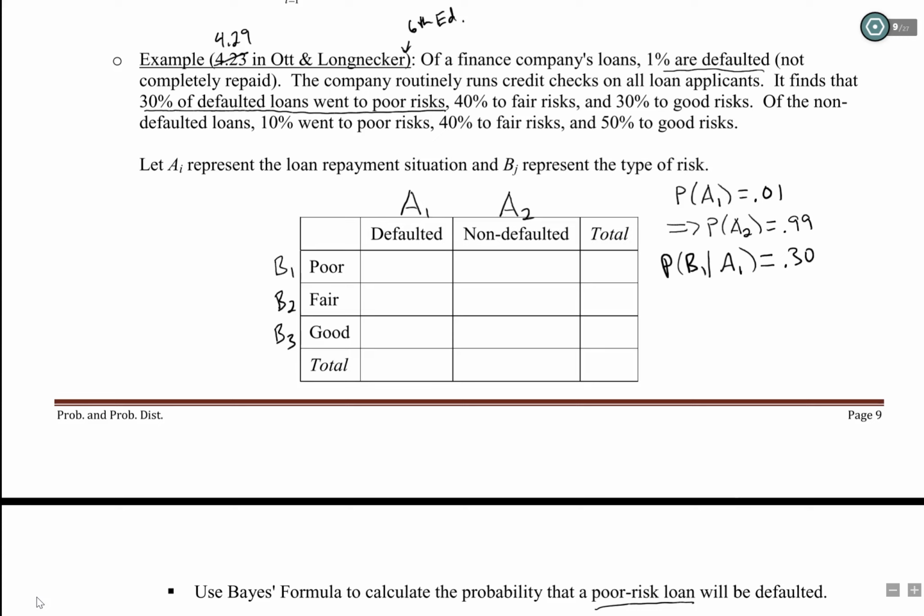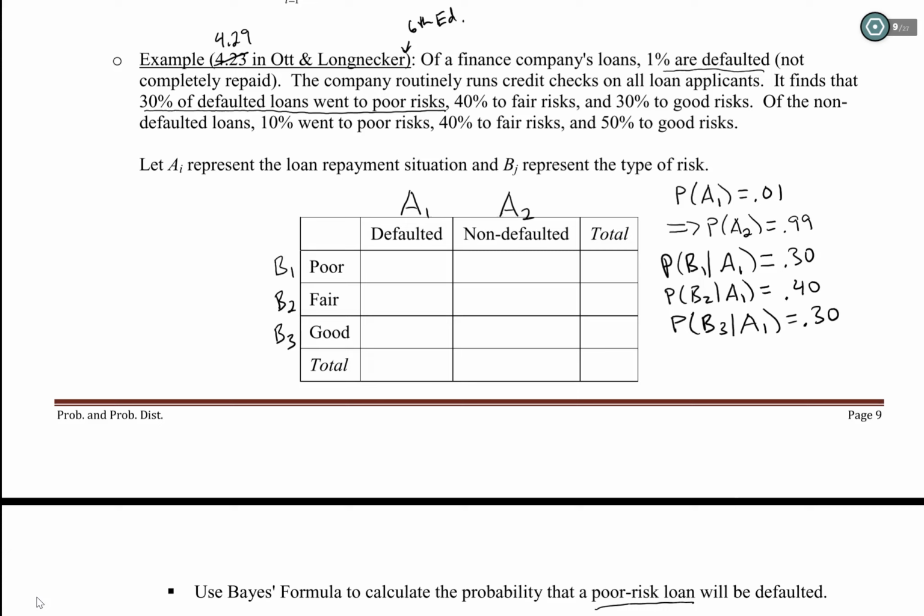40% of defaulted loans went to fair risk, so we would have here the probability of B2 given A1. Given a defaulted loan, what's the chance it was a fair risk? That would be 40%. Probability of B3 given A1 is 30%. And in the last sentence, we're given some information in regards to the non-defaulted loans.